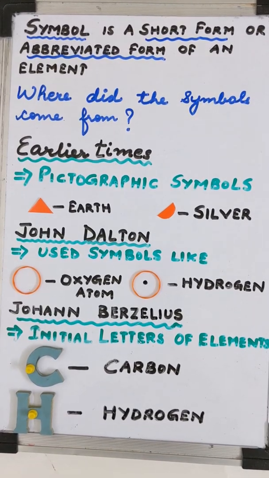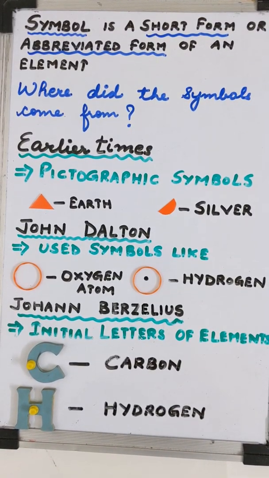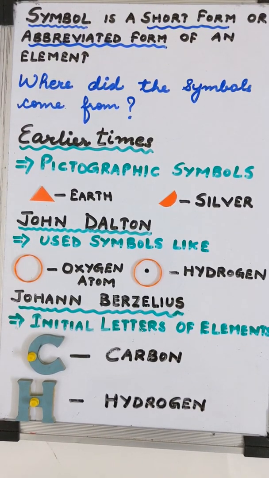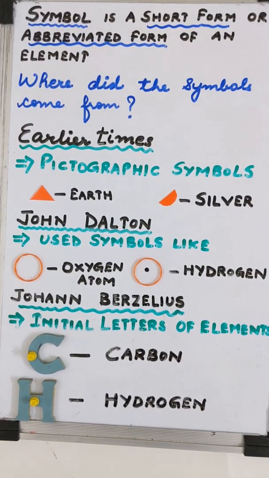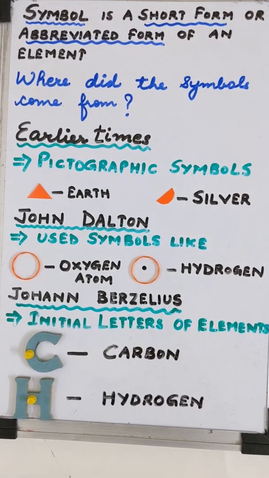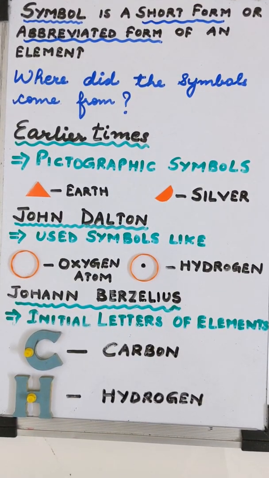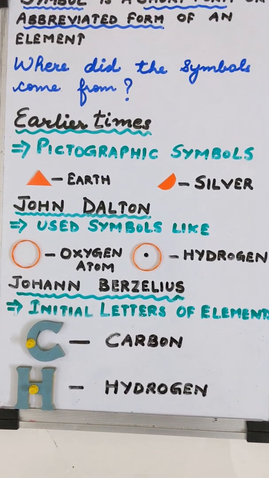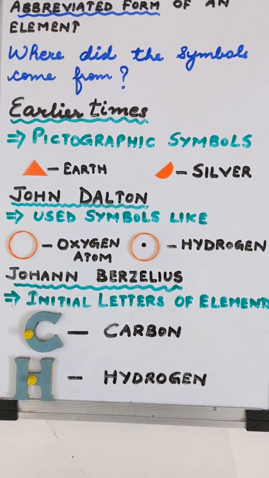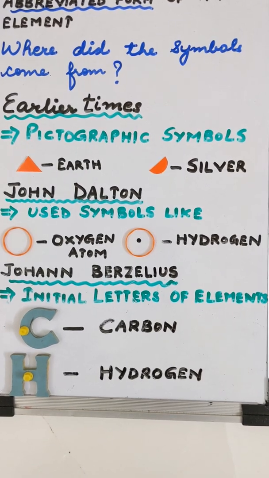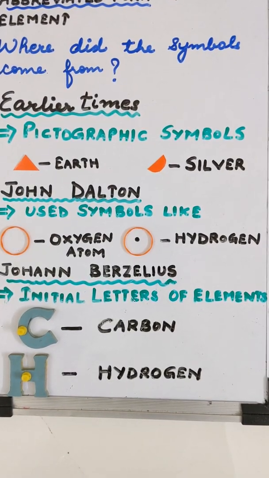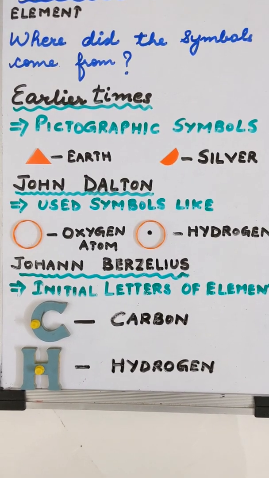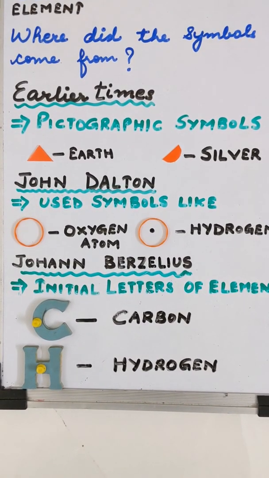Now, where do these symbols actually come from? Much before, during the early man age, as you must have studied in history, they used to put some carvings on the walls of the caves. So they used some sort of symbolic representation. Then the earlier alchemists gave certain pictographic symbols for certain elements. So for earth, the symbol was a triangle. For silver, it was a crescent.